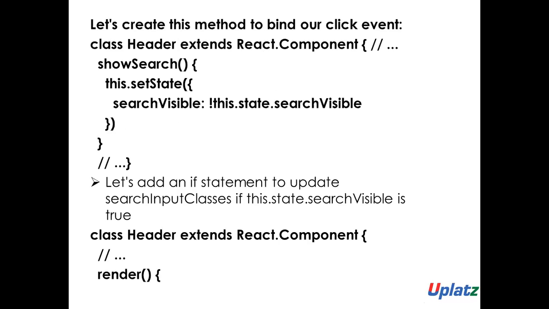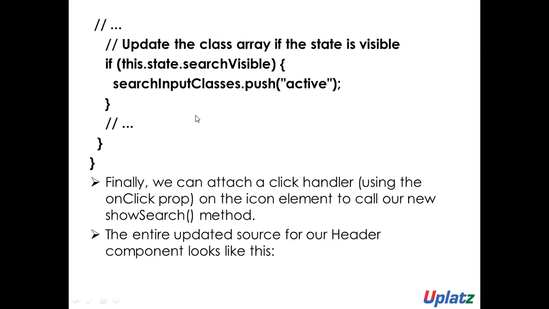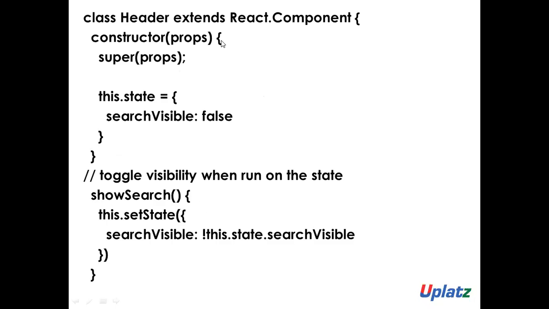The entire updated source of the header component now looks like this. Here I have created a method to bind our click event inside the set state. I have made that in the show search, and I have updated my state to false. If we want a class array, and the state is visible, I will make it active by pushing it inside. Class header extends React component. I have a constructor. Overall, I'm just clubbing everything and writing. So I'm making search visible false.